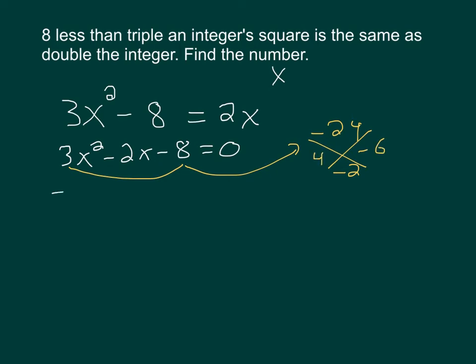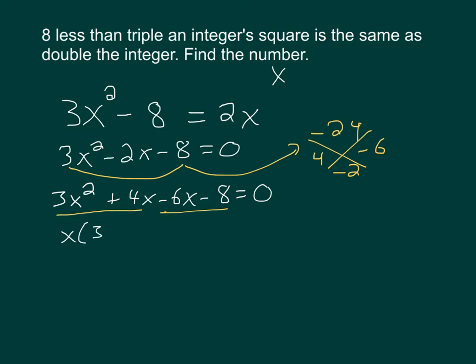So remember that when I'm doing this, I have to rewrite it, replacing my negative 2x using the 4 and the negative 6. So I'm going to have 3x squared plus 4x minus 6x minus 8 equals 0. 4x minus 6x is the same thing as negative 2x, but now I try to group. So I've got these groupings here, and I look at 3x squared plus 4x. The 3 and the 4 don't have a greatest common factor greater than 1, so I'm only going to take out the x, which would leave behind 3x plus 4.